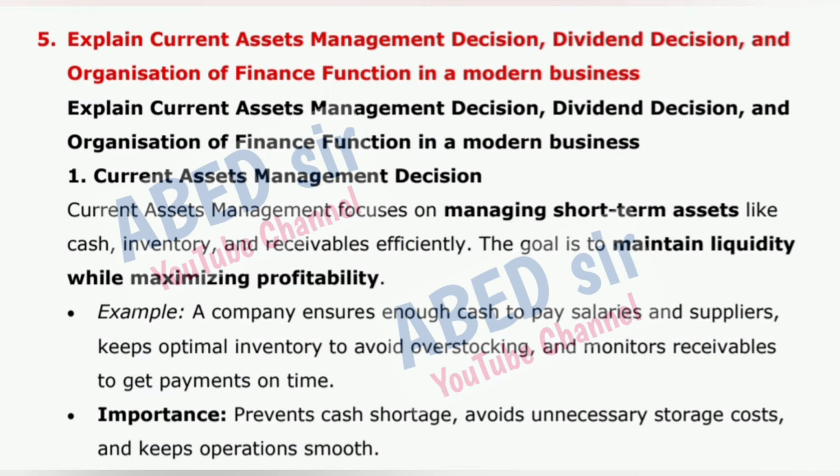1. Current assets management decision. Current assets management focuses on managing short-term assets like cash, inventory, and receivables efficiently. The goal is to maintain liquidity while maximizing profitability. Example, a company ensures enough cash to pay salaries and suppliers, keeps optimal inventory to avoid overstocking, and monitors receivables to get payments on time. Importance: prevents cash shortage, avoids unnecessary storage costs, and keeps operations smooth.